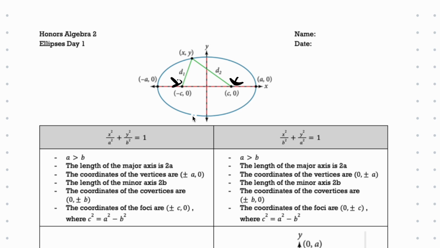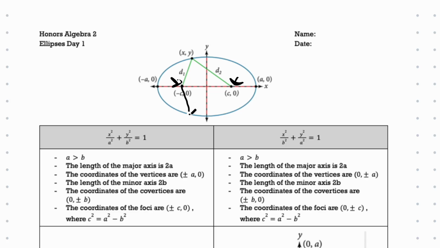And essentially, these points are going to be important in an equation we talk about later, c squared equals a squared minus b squared. But these foci have some interesting facts about them. For example, if we pick any point along this ellipse, the distance from one of the foci to that point and the distance from the other foci to that point, d1 and d2 respectively, the sum of those distances will be constant no matter what point you choose.